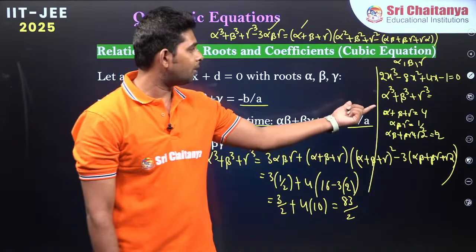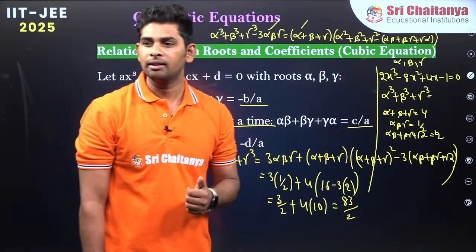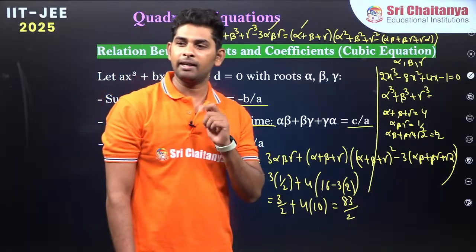No, that is wrong. Alpha plus beta plus gamma whole cube is wrong. I'm very sorry for that, it is a mistake.